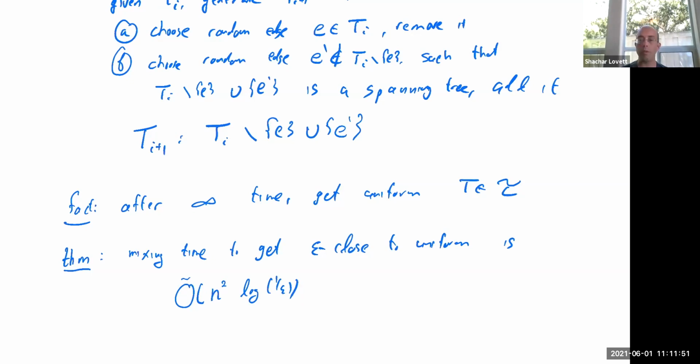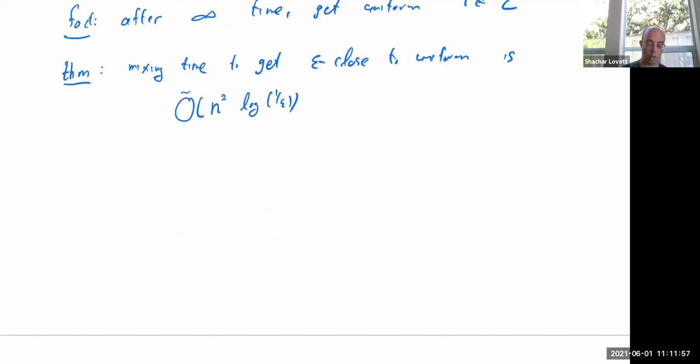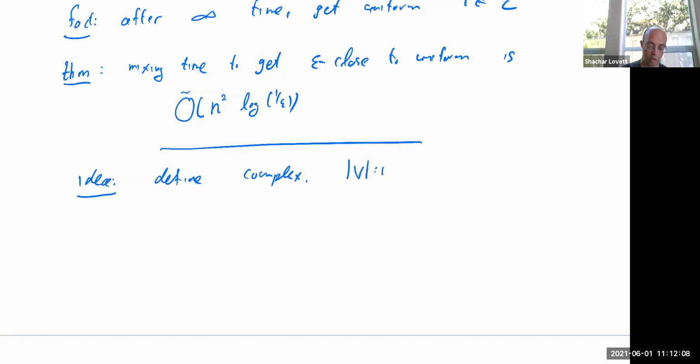And the way we proved this was actually by connecting this to walks on high dimensional expanders. So what was the idea? The idea was we can define a complex. So let's say we have n nodes.